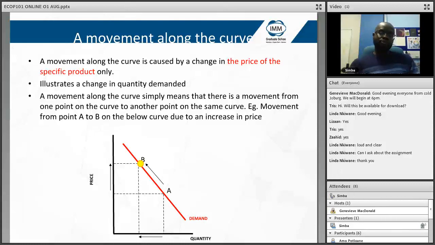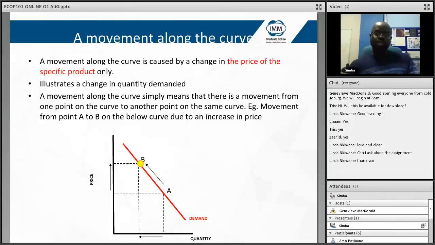So our price will be on the vertical axis. Always, your price is on the vertical axis. Your quantity is on the horizontal axis. Let's say at point A, our price is 10 Rand. Then it increases maybe to 15 Rand. We are saying it is a change in the price of the specific product. We are moving on the same demand curve. That is a movement along the demand curve as a result of an increase in price.